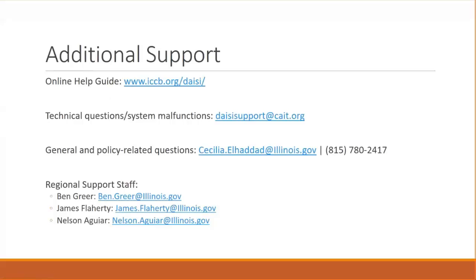So just before we go, these are the additional support options that you have available to you in case you are in need of additional support. You can refer to the ICCB online help guide, which is constantly being updated. You can refer any technical questions or system malfunctions to DAISI support at kate.org. You can refer any general or policy-related questions to me or your regional support staff member.